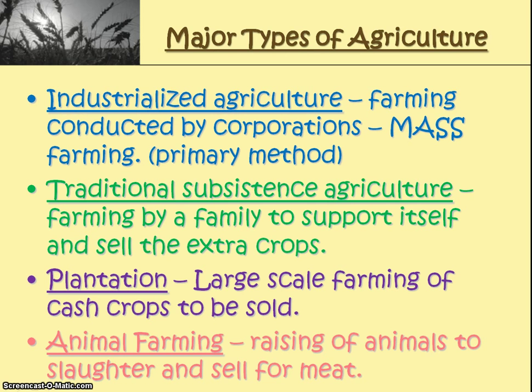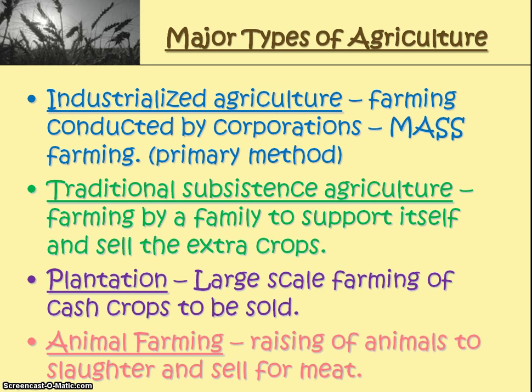Now, major types of agriculture. You've got industrialized, traditional subsistence, plantation, and animal farming. These are the four major groupings of agriculture. Our industrialized agriculture is the most common. You've got big corporations that have mass farming over miles and miles and miles of territory.